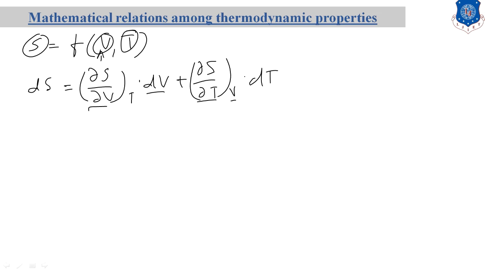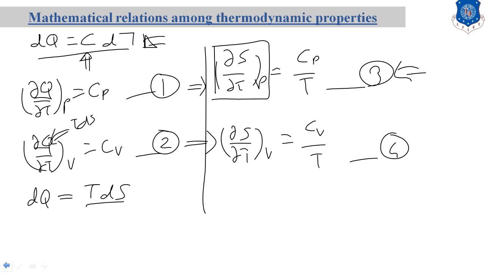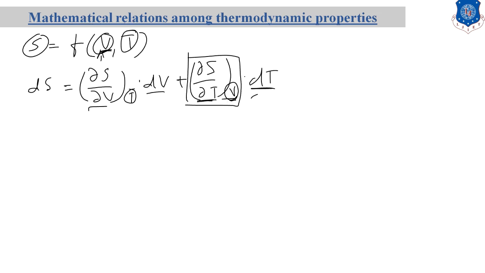While differentiating partially, we have to keep some term constant. If we differentiate with volume, temperature is constant, and if we differentiate with temperature, then volume is constant, and then the exact differential, or total differential, is dT. Now again we can replace this del S upon del T at constant volume using equation number 4. So del S upon del T at constant volume is equal to Cv upon T. So let's replace it with Cv upon T.